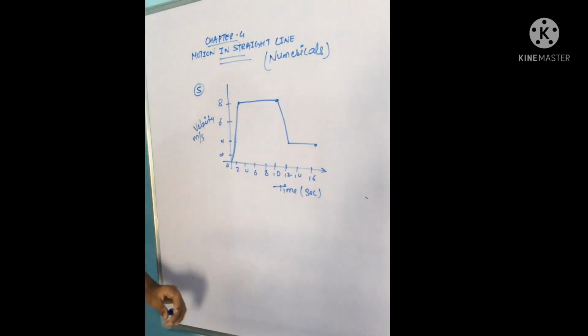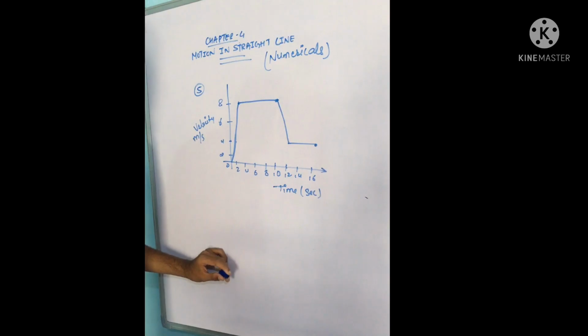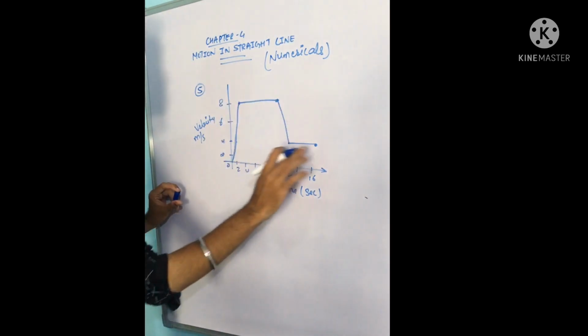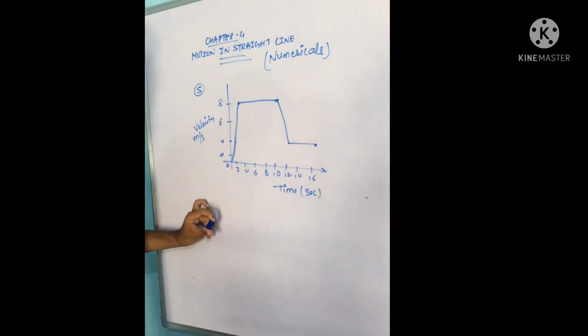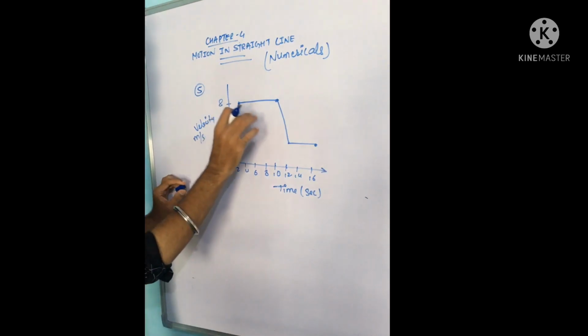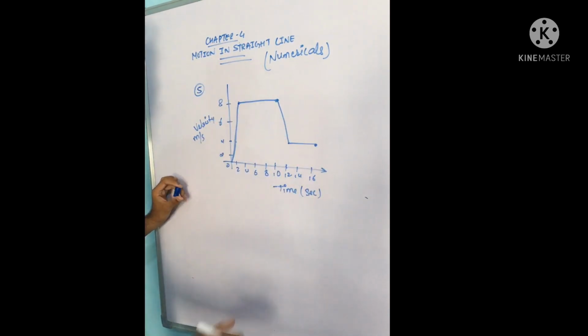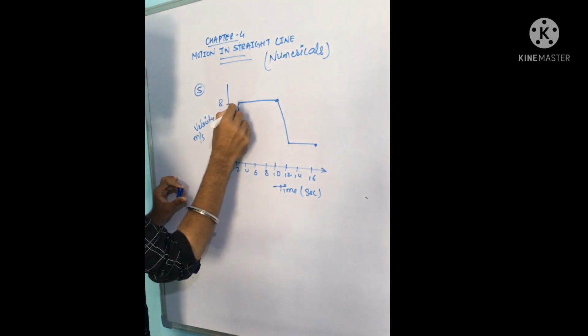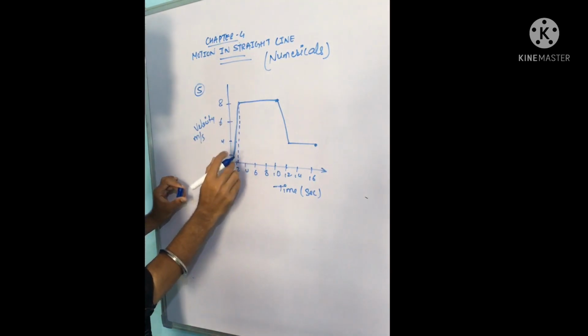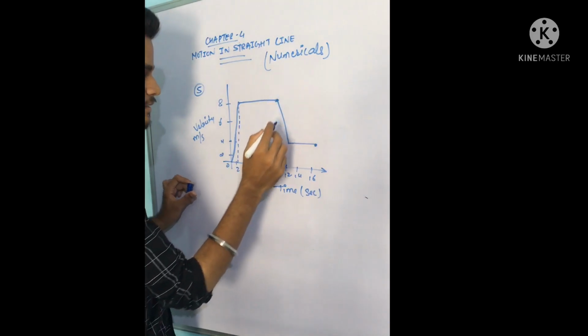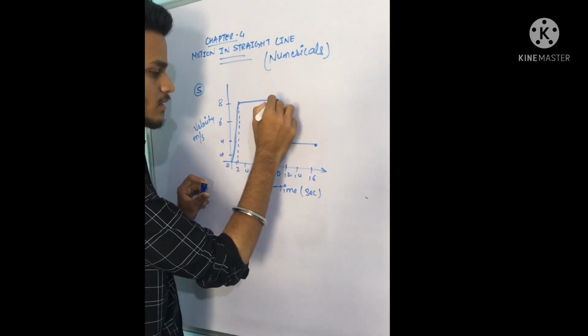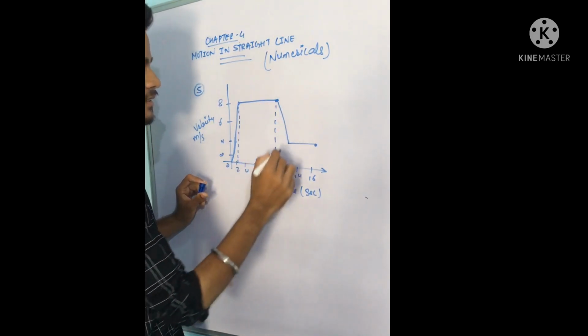What is the question? We have to find how far the runner moves in 16 seconds, means how much distance the runner has covered in these 16 seconds. How to find this? We have a simple method. Divide this part into triangles and rectangles.